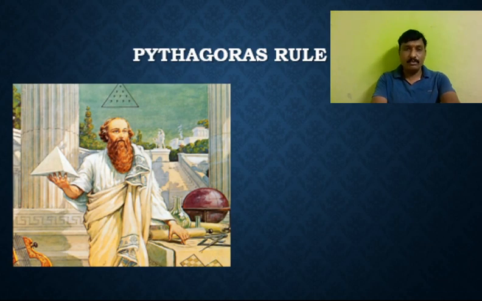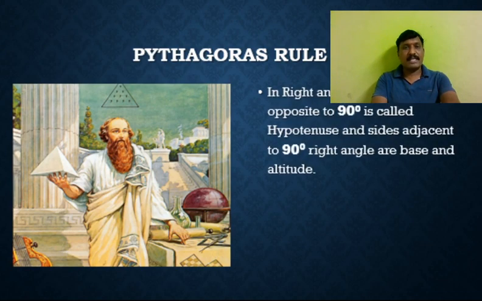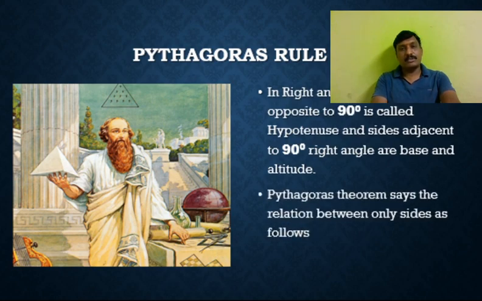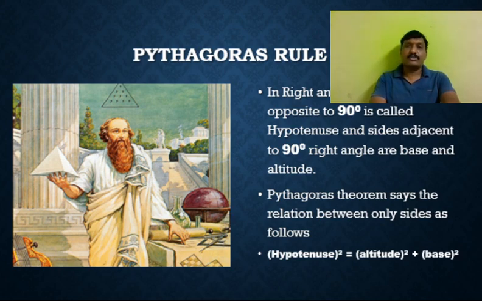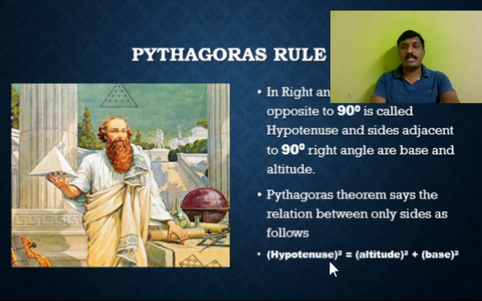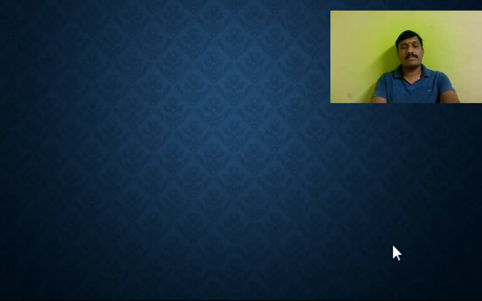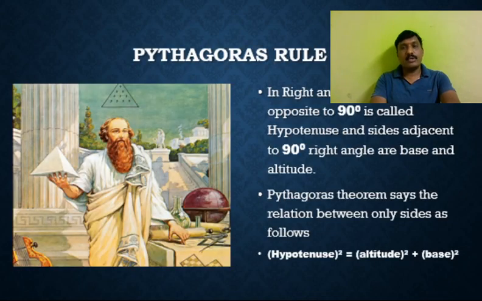So all of you know, let us recall once again the hypotenuse and the other two sides. The principle is given as: the square of the hypotenuse is equal to the sum of the squares of the other two sides. So you can see once again, the square of the hypotenuse is equal to the sum of the squares of the other two sides. Is it clear to you all?